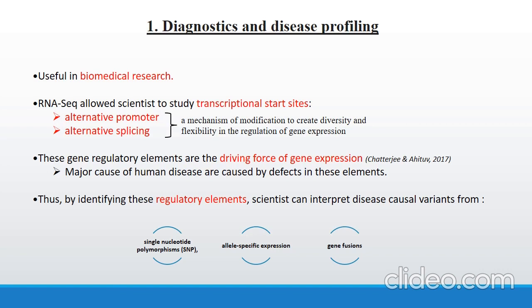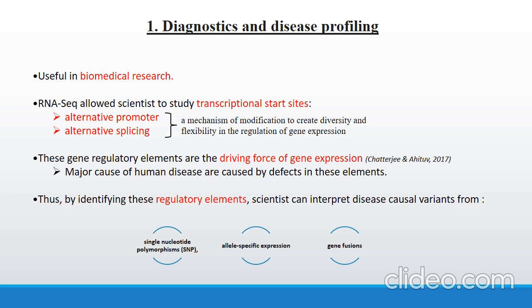Firstly, diagnostics and disease profiling, which has been useful in biomedical research. RNA sequencing has allowed scientists to study transcriptional start sites, in which they have discovered alternative promoters and alternative splicing, which is a mechanism of modification to create diversity and flexibility in the regulation of gene expression. And in studies, they have found that these genes are regulatory elements, which are the driving force of gene expression.